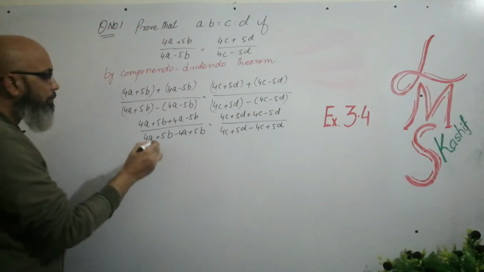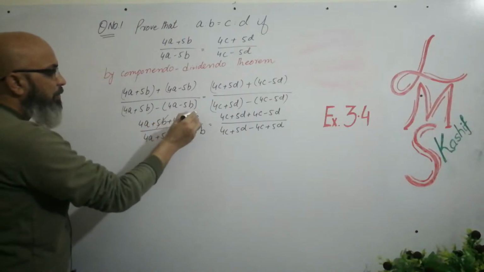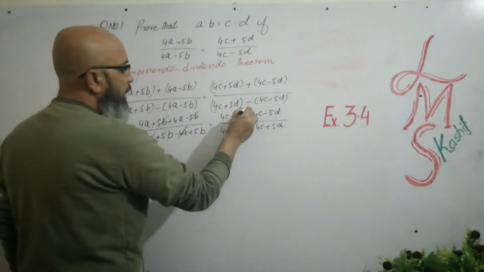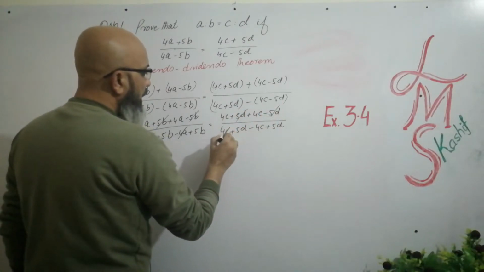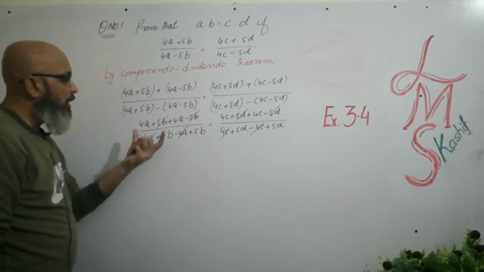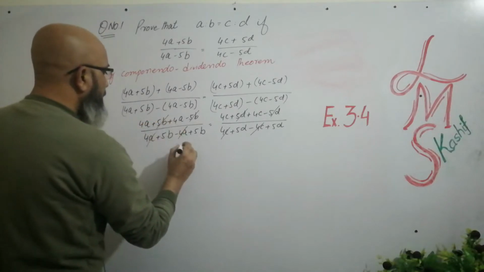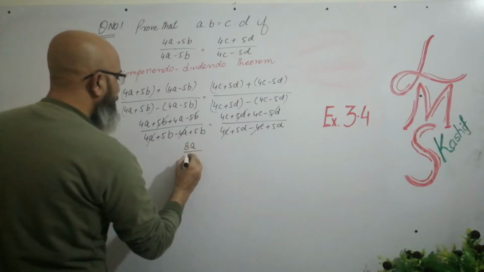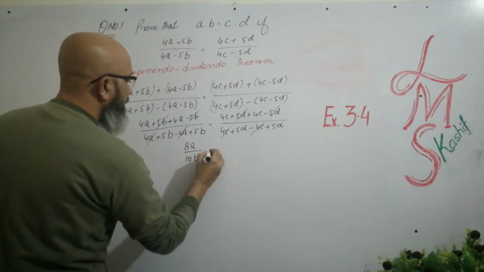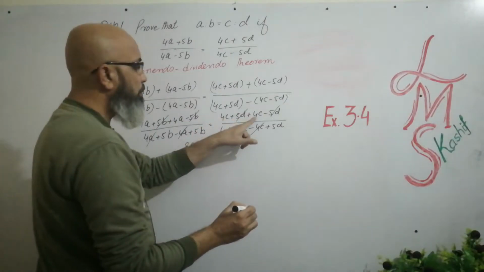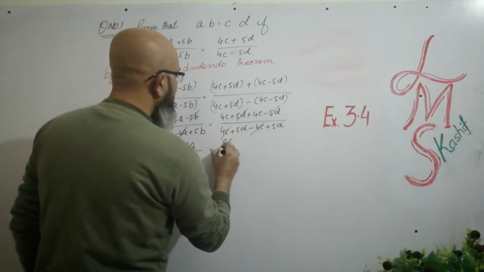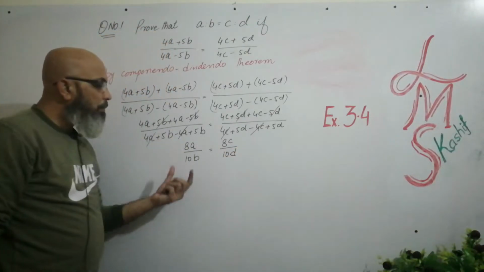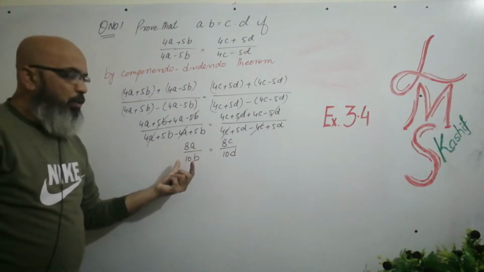So now here we have 5b cut with minus 5b, 4a cut with minus 4a. Same here 5d with 5d and 4c with 4c. When we add these two values 4 plus 4 8a over 5b plus 5b 10b, that is equal to 4 plus 4 8c, 5 plus 5 10d. Now we want to remove 8 over 10.